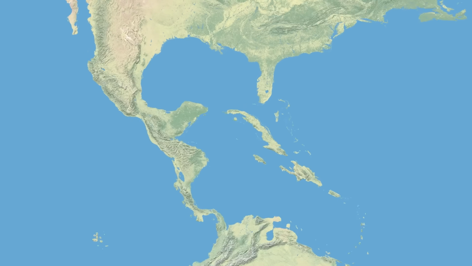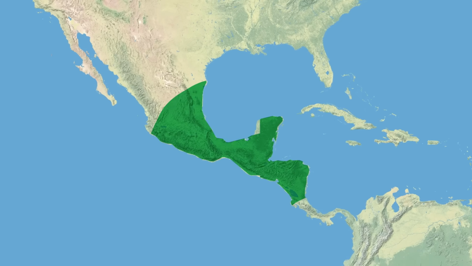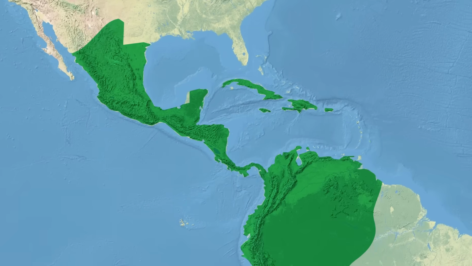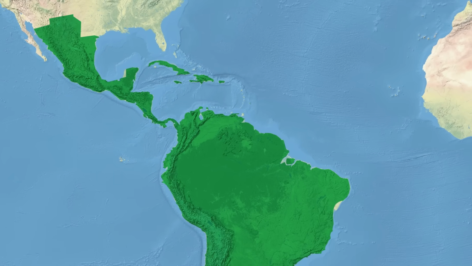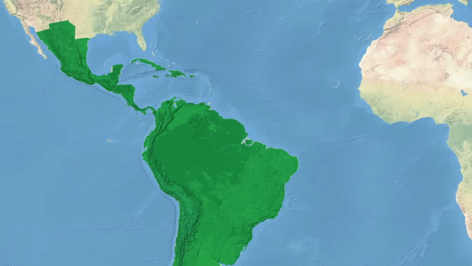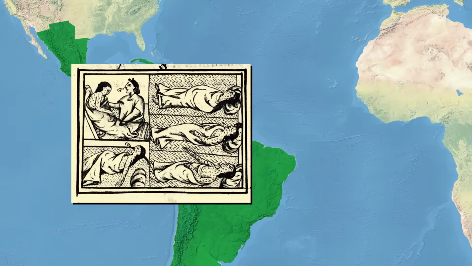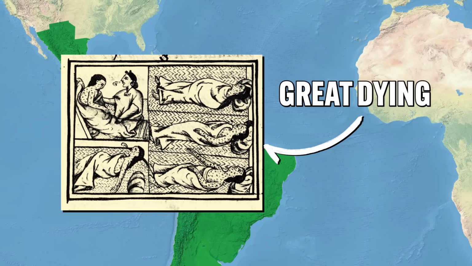And once introduced in 1518, it spread through Mexico and Central America and then down into South America, where it killed something like half the population in those places, and in some areas, up to 90% of the people died. And this is why, not surprisingly, indigenous Americans refer to that event as the Great Dying.